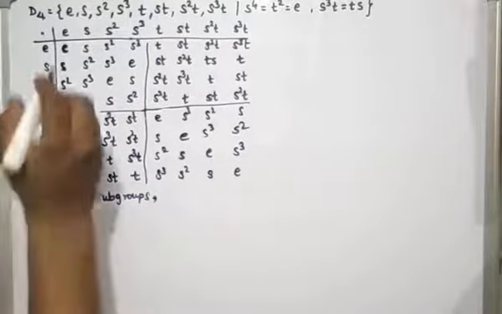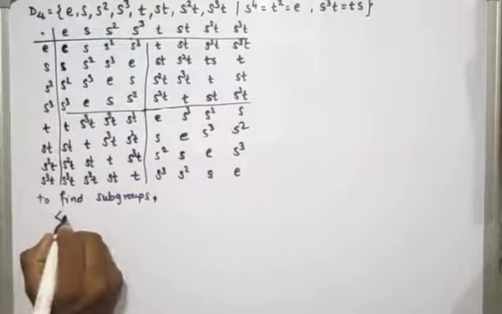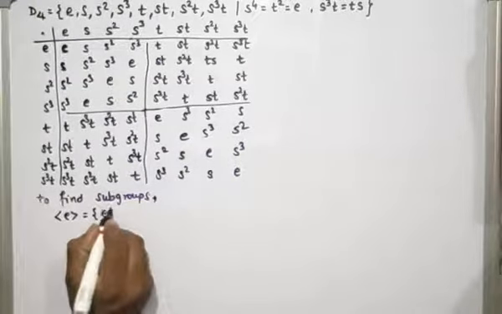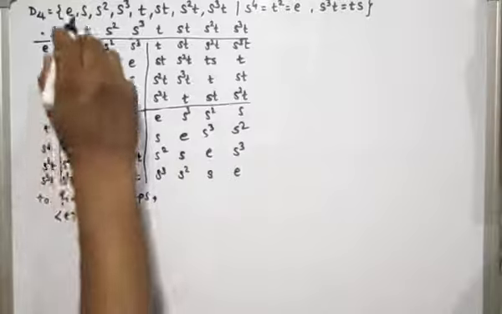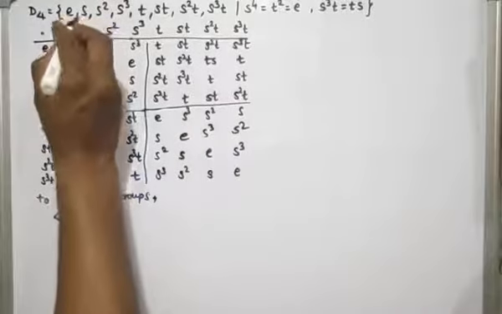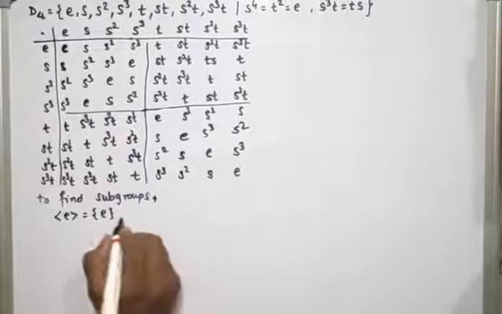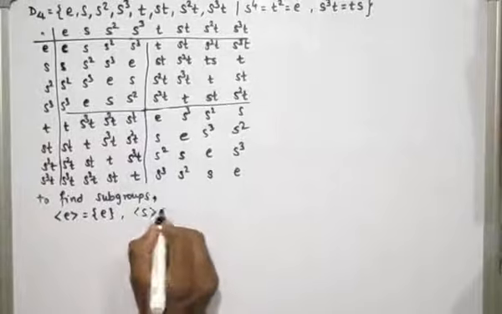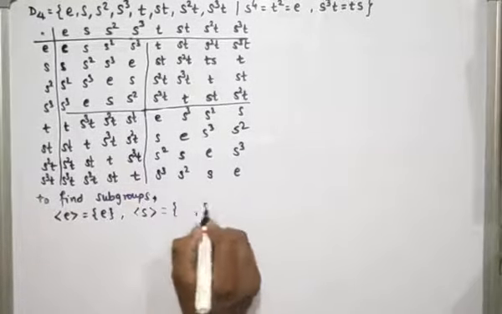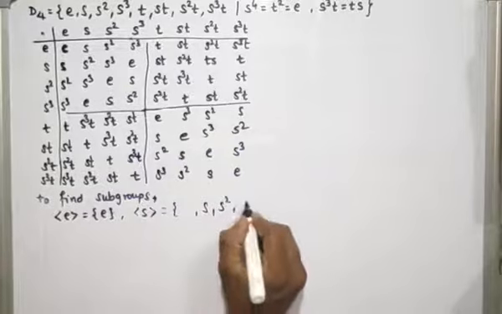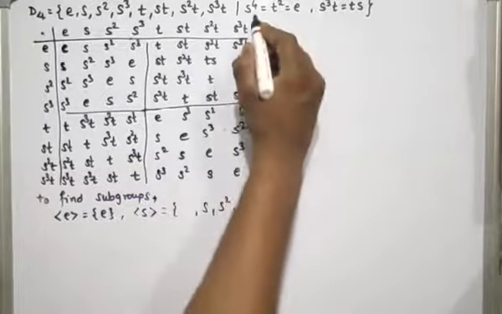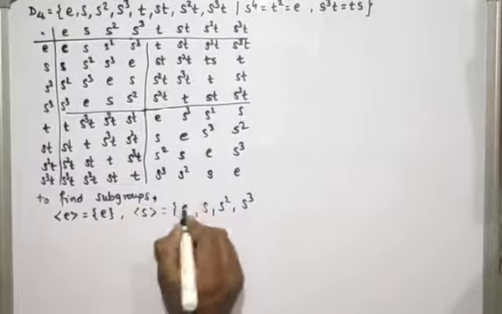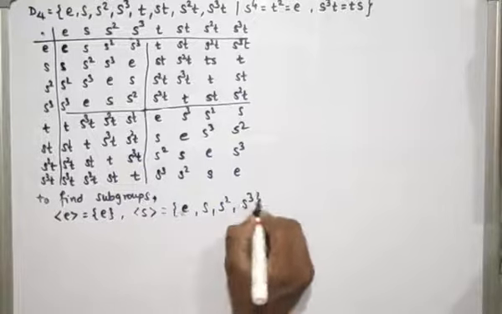Now if the subgroup is generated by identity, then identity is the generator, and we will get only the identity as the element. Next, the subgroup generated by S: the generator S gives S, S square, S cube, and S raised to 4 is identity. So the subgroup generated by S has 4 elements, which are identity, S, S square, S cube.